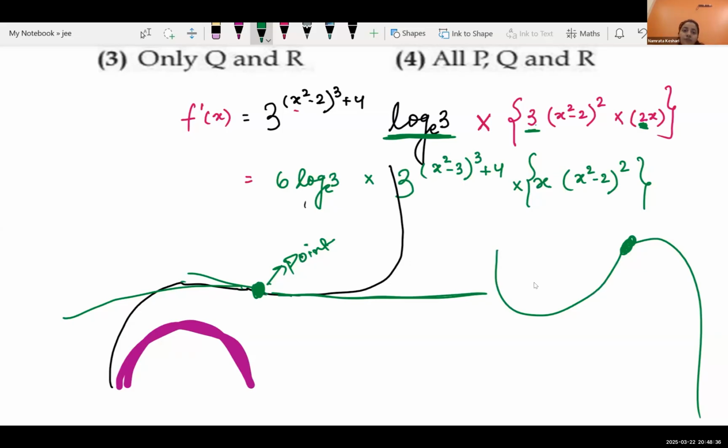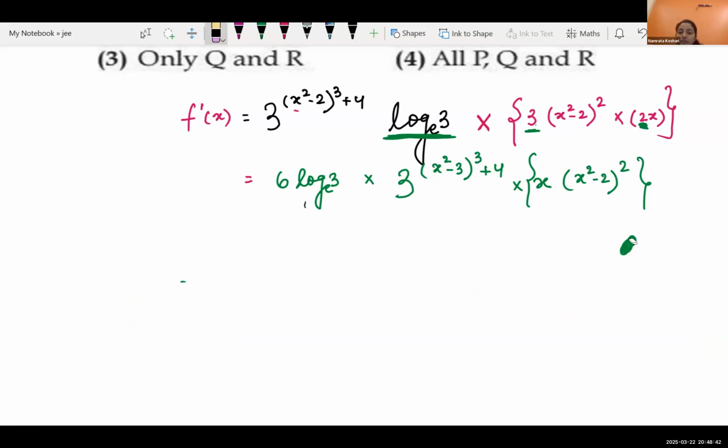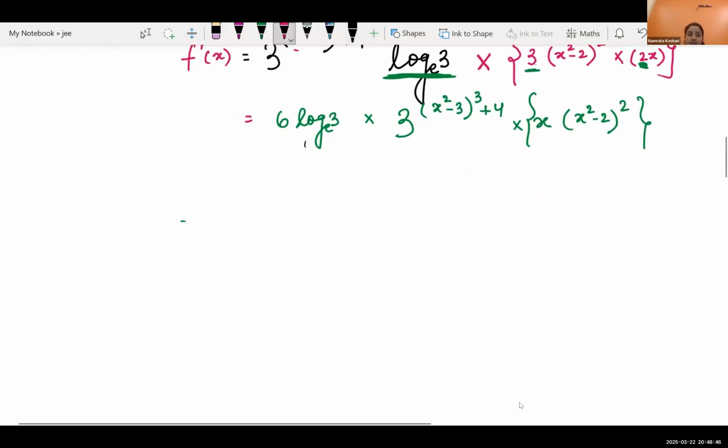Getting it? Yes, that's called point of inflection. Now for checking point of inflection, we first have to find f double dash x. Anytime, we have to find f double dash x, and we have to check that f double dash x equals 0.